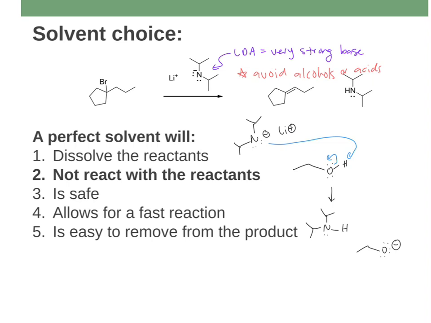And you'll notice that in this particular case, I started with LDA, which is a nice big bulky base, which would give me the Hofmann product. But if I choose ethoxide, it might give me a Zaitsev product, because now I have a small, strong base, a weaker base, but still small and strong. So you want to really pay attention to what solvent you're adding and will it react with your stuff. Right now, for us, probably acid-base reactions are the only considerations you have to really worry about.